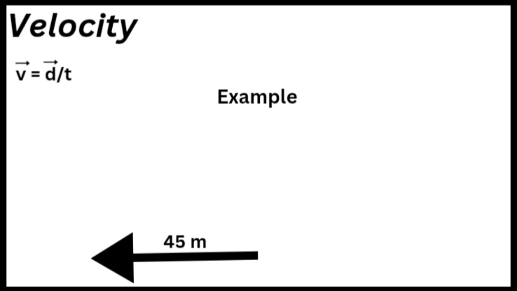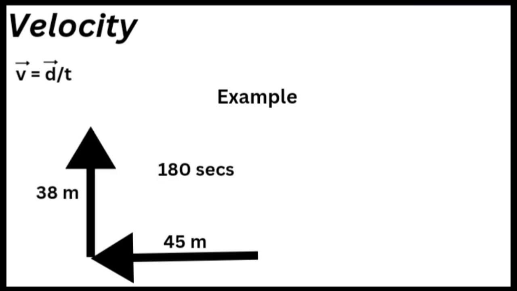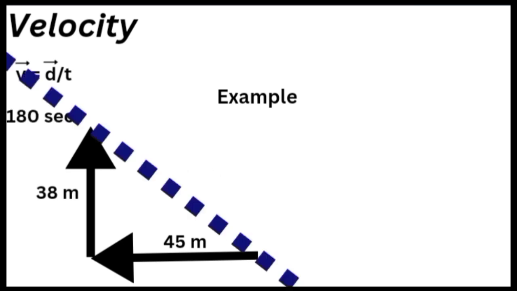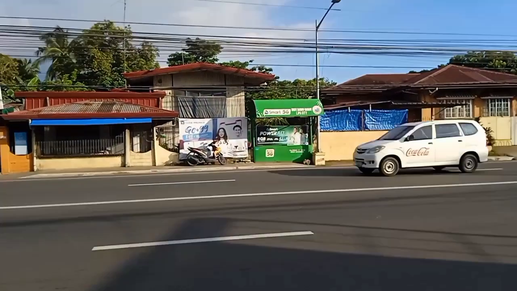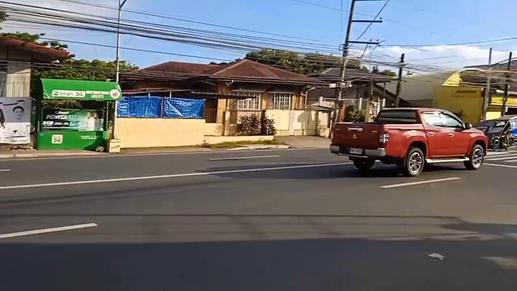But velocity does not always go linear, and it has to be calculated in a straight line. So just like this, 45 meters to the west, 38 meters to the north, and then we would have to find the straight distance, or displacement, that it has given, with 180 seconds. That is what we have to find. We would have to use the Pythagorean theorem in order to get the missing side, or the actual displacement, of the said velocity. Here's a real life example: a car going in a single direction.